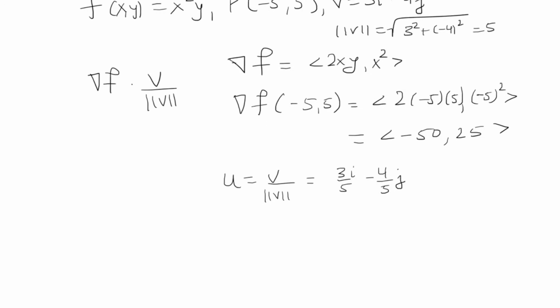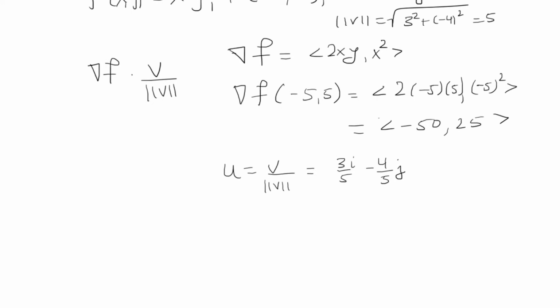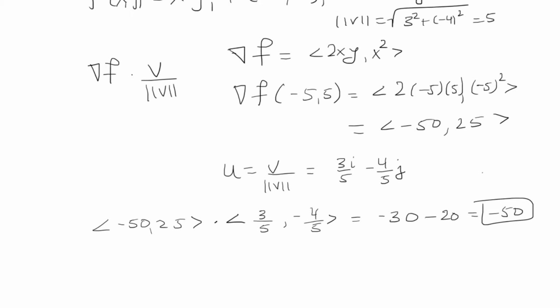Finally, we're going to be taking the dot product. So take the dot product of the gradient of f, and then with the unit vector. You're going to multiply the x's. Negative 50 times 3/5, that's negative 30. And then 25 times negative 4 over 5, that's going to be negative 20. So the final answer is negative 50.